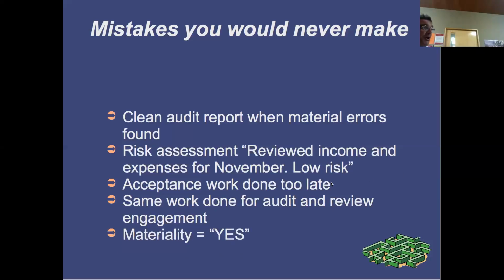And the prize for the most dumb thing I have seen on an audit file was the materiality. There was a planning work paper, and it had boxes for this, that, and the other thing. And the box for materiality had in it the word yes. And I wish I was making that up, but no, it's the absolute truth. And the auditor was at least properly embarrassed when I asked him about it. So there, some of the things that you will never, ever, ever do.